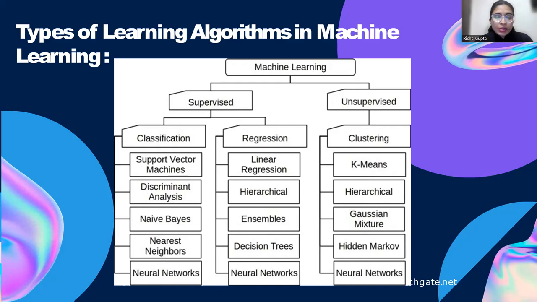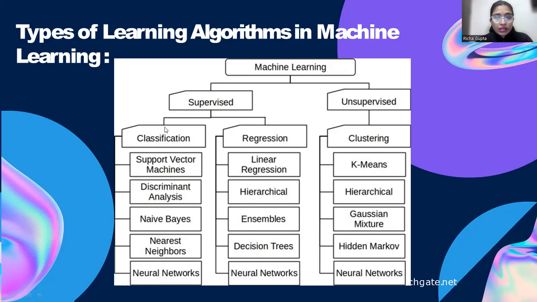Supervised learning can be classified further into classification and regression, and underneath are the various algorithms which help to implement the classification method and the regression method. Similarly, k-means, hierarchical, Gaussian, hidden Markov model, and neural networks help to implement the clustering methods. Besides this, we also have association under unsupervised learning.